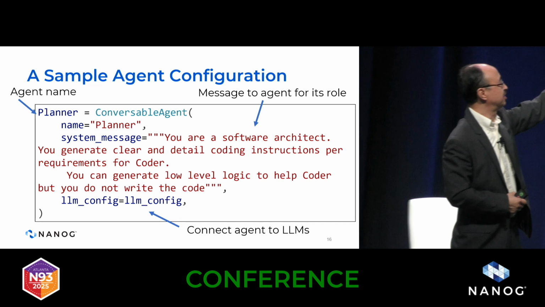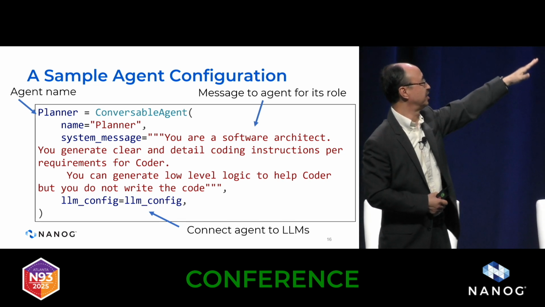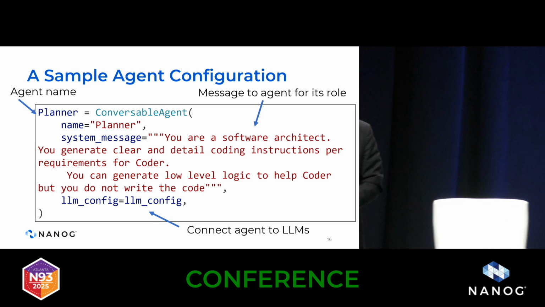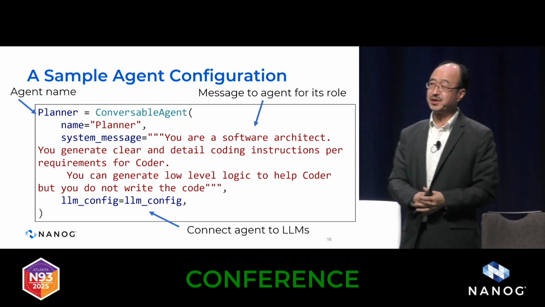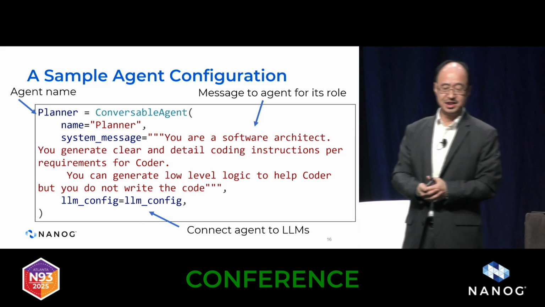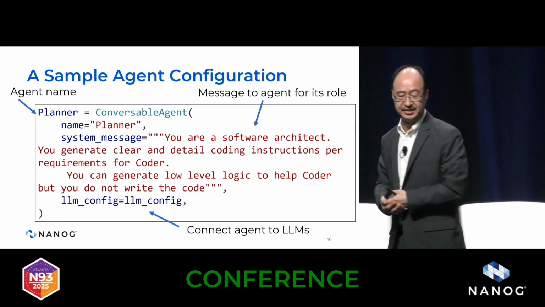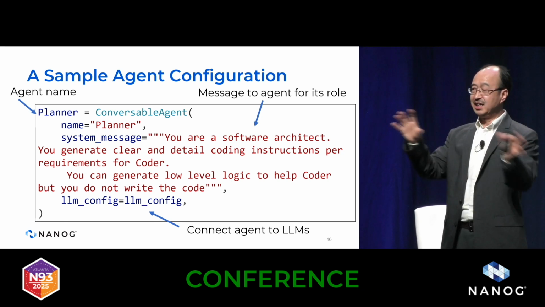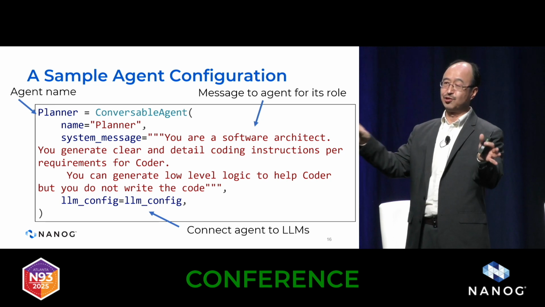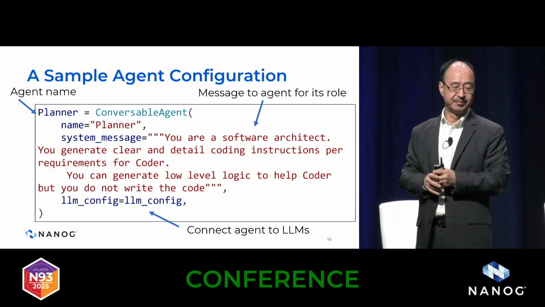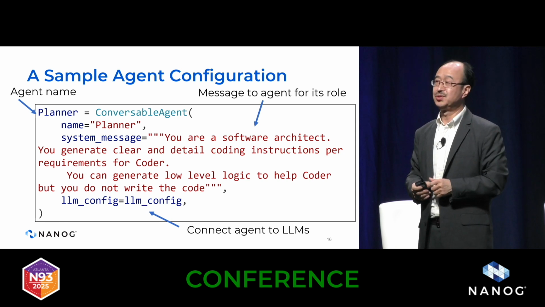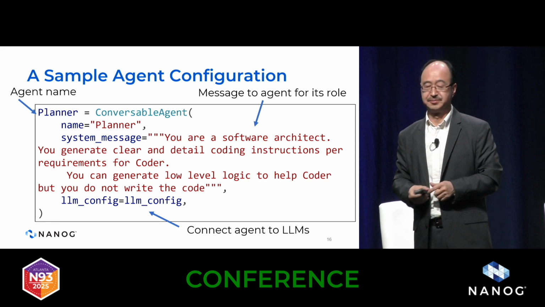the message is, okay, you're a software architect, you generate clear, detailed coding instructions and requirements for the coder, which is another agent. You can generate low-level logic to help the coder, but you do not write the code. This is the instruction that we can create for the agents to take. And then we connect that agent into a large language model.